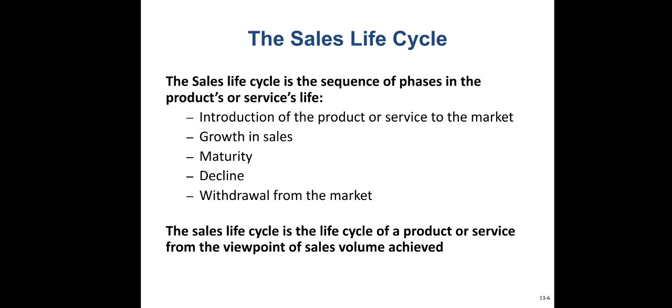The sales life cycle is the sequence of phases in the products or services life, and there are 5 steps in the cycle. First, introduction of the product or service to the market, and then second, growth in sales. Number 3, maturity. Number 4, decline. Number 5, withdrawal from the market.